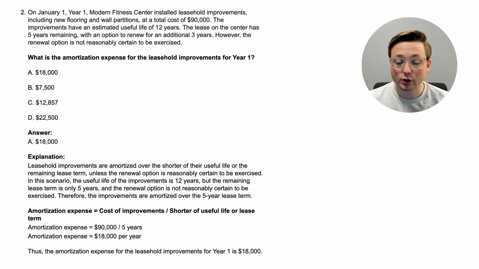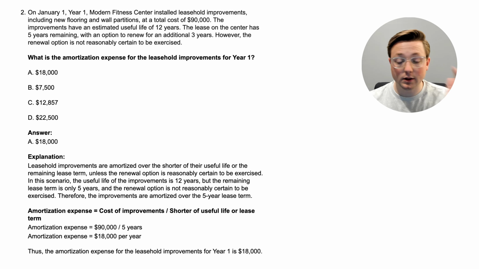However, in this scenario, the useful life of the improvements is 12 years, but the remaining lease term is only 5 years, and the renewal option is not reasonably certain to be exercised. Therefore, the improvements are amortized over the 5-year lease term. So the $90,000 of improvements, you amortize it over 5 years, not over 12 years, and that gives you $18,000 of amortization each year. So again, another thing you need to remember for this, for leasehold improvements, you amortize them over the remaining life of the lease or the useful life of the leasehold improvements, whichever is lesser.